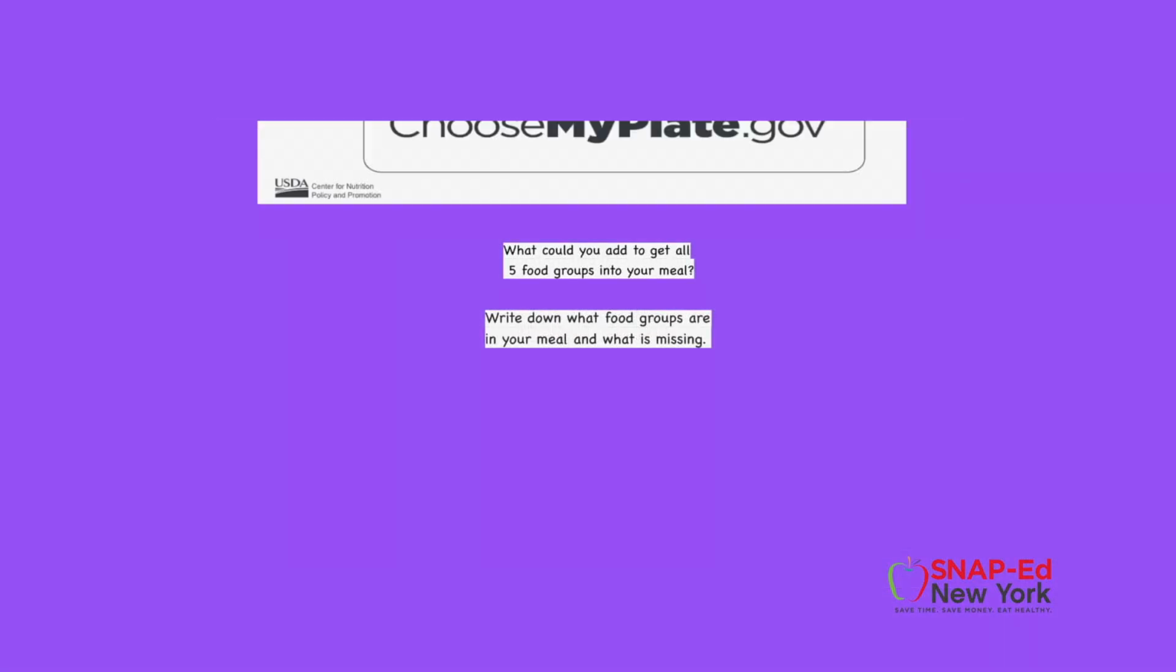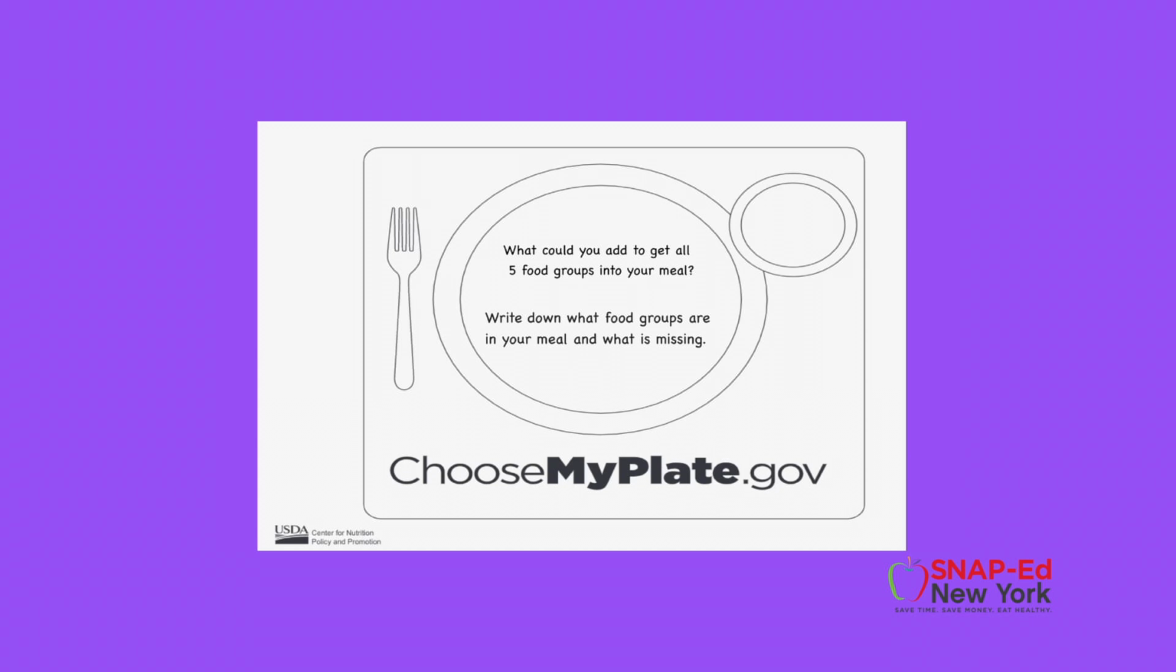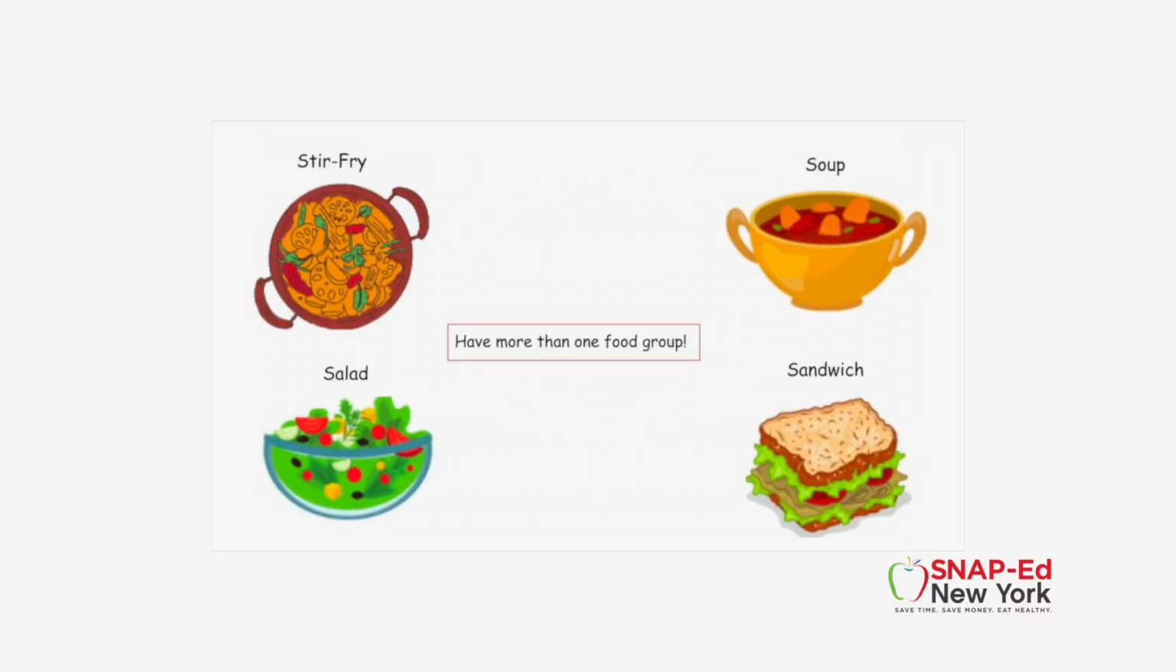Put our My Plate meal making skills to the test. Now look back at the meal that you drew a little while ago. What could you add to get all 5 food groups into the meal? Write down what foods are in your meal and what is missing. Don't forget, foods such as stir-fry, soup, salad, or sandwiches are great meals that include a variety of foods from each food group.